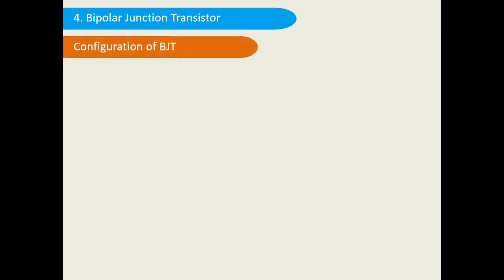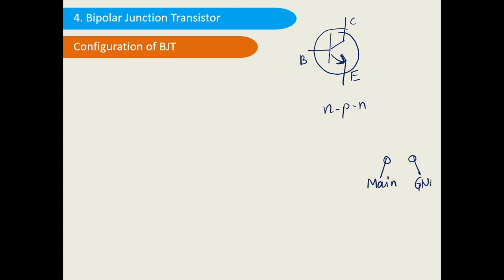Configurations of bipolar junction transistor. Now, there are three configurations of a bipolar junction transistor because there are three electrodes. This is collector, this is emitter, and this is base. The arrow is towards the emitter, that means it is an NPN transistor. Now, in order to connect it to the normal power supply, there will be one main supply and one ground.